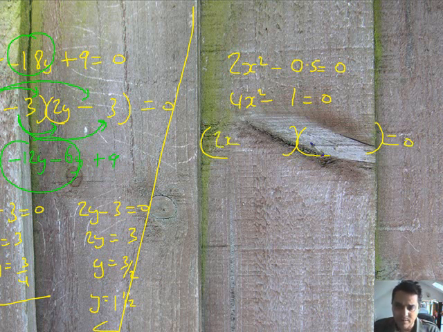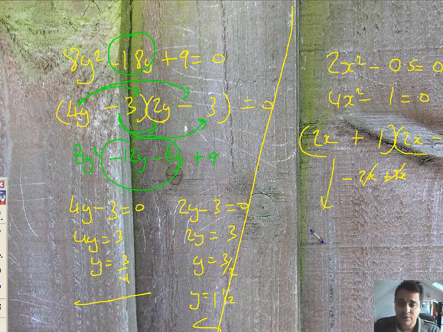So 2x times 2x makes 4x squared. 1 times 1 makes 1. So that could be positive, that could be negative. Just test it. 2x times 2x, 4x squared. 2x times negative 1, well, that's going to be minus 2x. And 1 times 2x is plus 2x. As you can see, they cancel. And 1 times minus 1 is minus 1. So I've got two solutions.